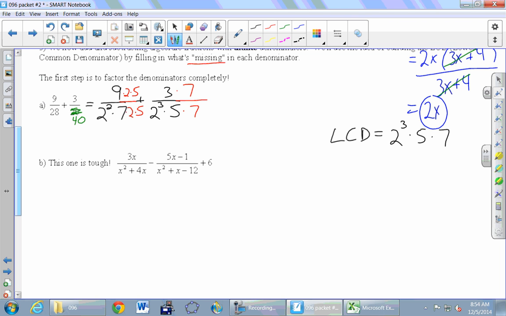Okay, so let's proceed. Upstairs, we just need to do the multiplication. 9 times 2 times 5 is 90. Divided by the LCD. So I guess at this point we can actually calculate the LCD. How much is 2 cubed times 5 times 7? 7, so it's 740. What is it?